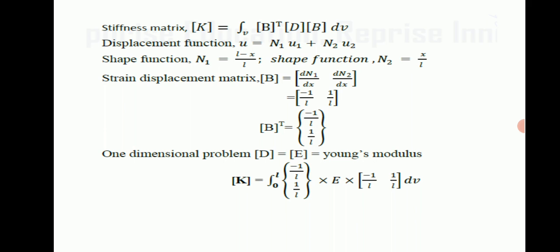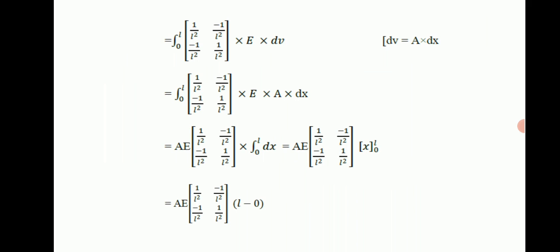And for the one dimensional problem, the stress strain relationship matrix D is equal to the Young's modulus. So K is equal to the integral from 0 to L of [minus 1 by L, 1 by L] into Young's modulus E into [minus 1 by L, 1 by L] into dV. So when solving this equation, we can put dV is equal to A into dx, and AE is equal to 1 by L square, minus 1 by L square, minus 1 by L square, into 1 by L square, into the integral from 0 to L of dx.